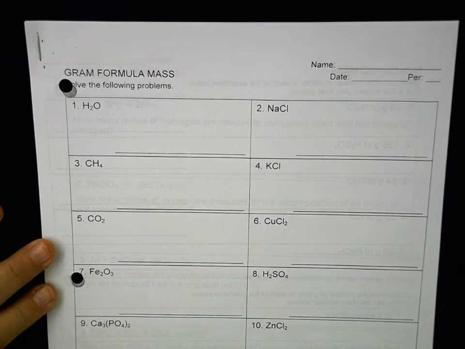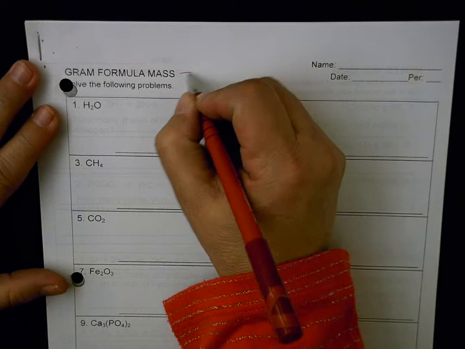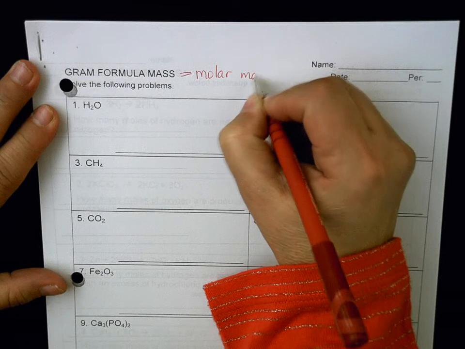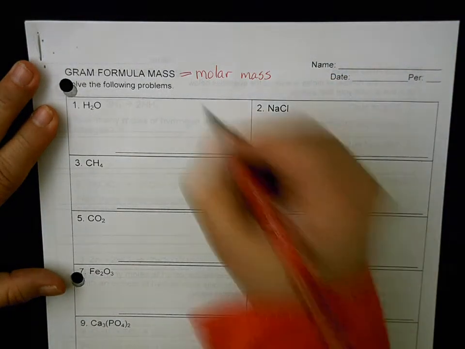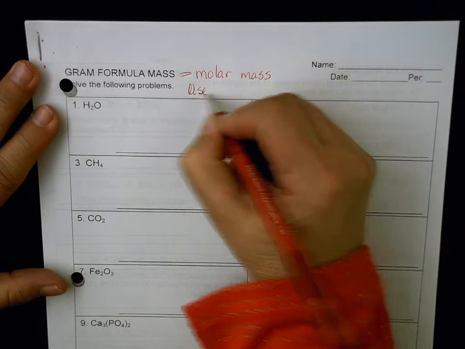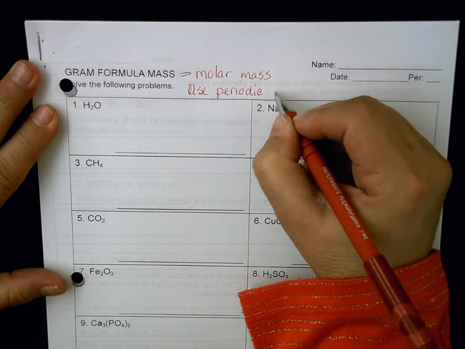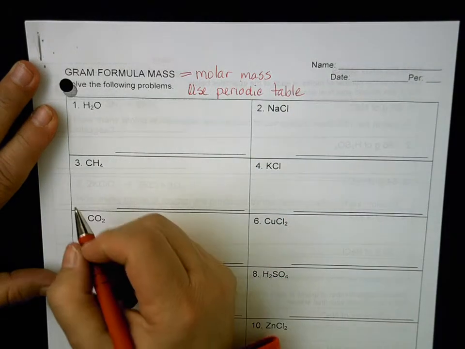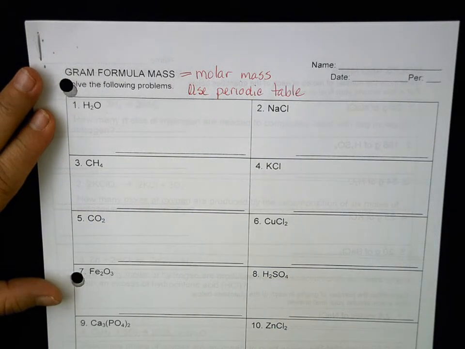Okay, so we have the gram formula mass page in our packet, and gram formula mass means the exact same thing as molar mass. We need to definitely use your periodic table, so you'll need to get yours out. Go ahead and get that out now. Dig that out. I'll do problems number 1 and 9 as examples.